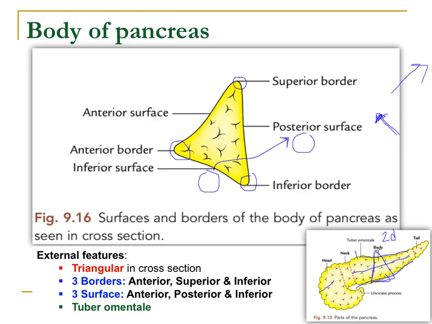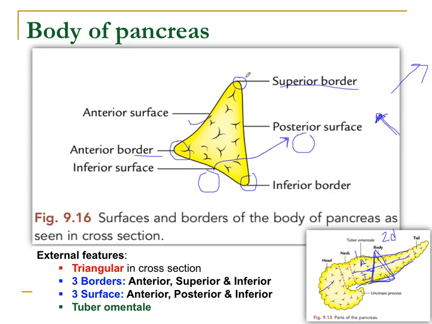So this actually creates a triangular shape structure in cross section. And if you see in between the superior border and anterior border, what you will find? You will find the anterior surface. This one is an anterior surface, and this one is the anterior border. Between the anterior border and inferior border, what you will find? You will find the inferior surface.